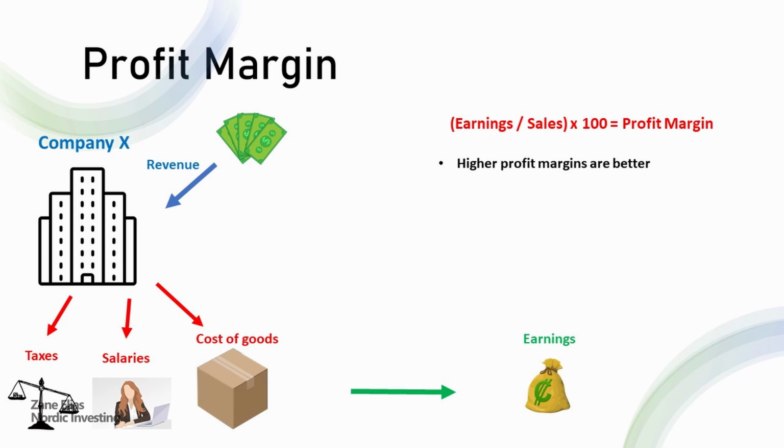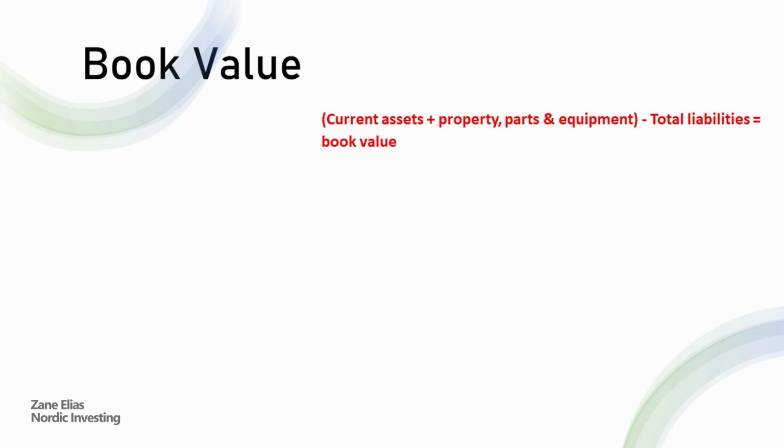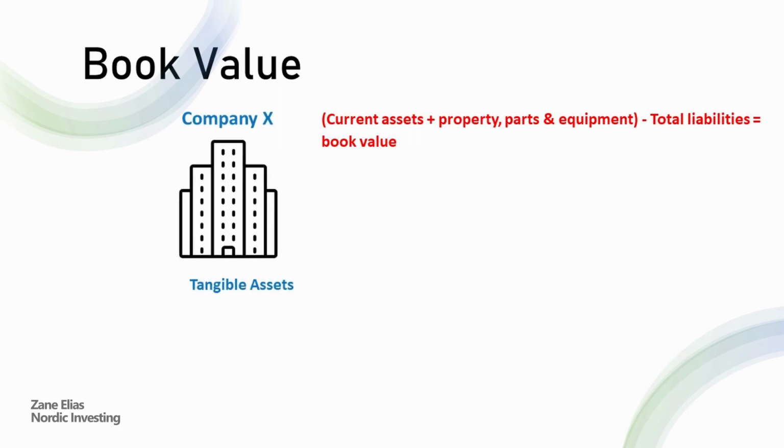A company that shows low profit margin could indicate that the company is not efficient in producing earnings from the sales generated, due to perhaps high salaries or high costs of production. Low profit margins could also indicate that there is a lot of competition within a specific industry, thus deteriorating the earnings. The book value is a financial equation that gives the investor information of the underlying worth of company assets.